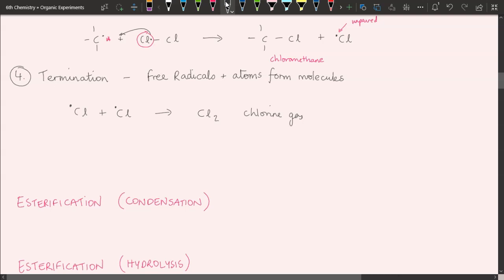The other way this can happen is if you have a methyl free radical like this and another methyl free radical. So there's loads of methyl free radicals floating around in this reaction, and when you put the two of them together, it will give you C2H6. So this here is ethane gas.